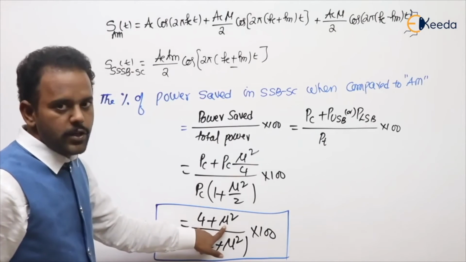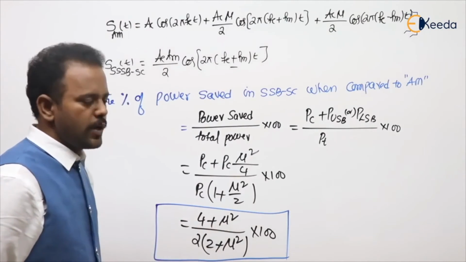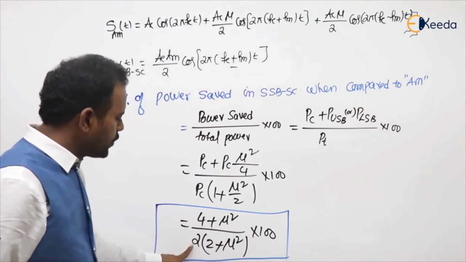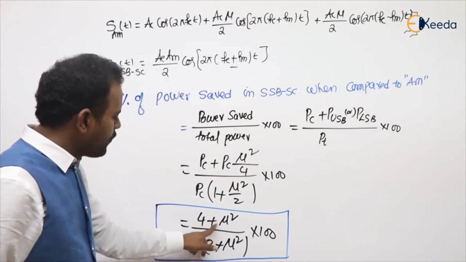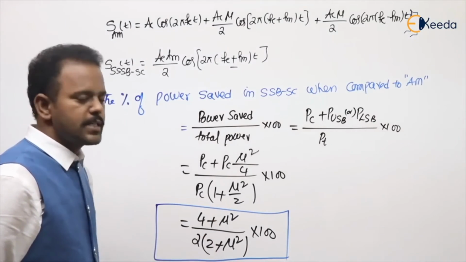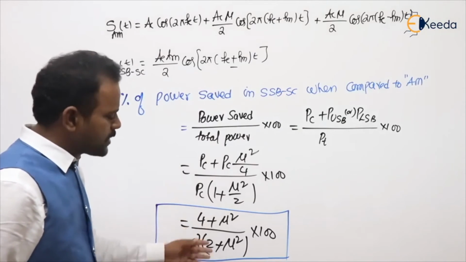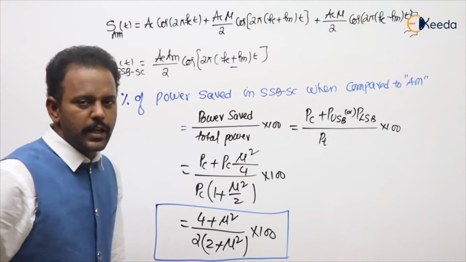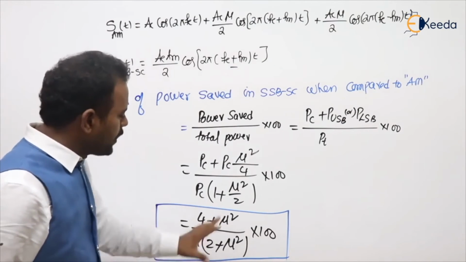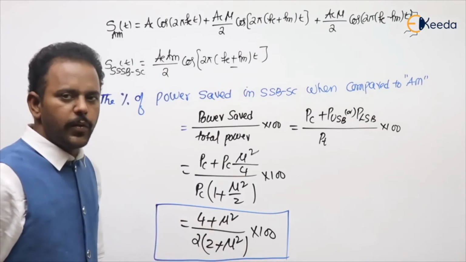for 100% modulation: 4 plus 1 square, by 2 into 2 plus 1 square. 4 plus 1 is 5, 2 plus 1 is 3, and anyhow 2 is there, so 5 by 2 into 3, which is 6, so 5 by 6. Are you understanding my point? So 5 by 6 means approximately 83% you will get. That is for mu equal to 1. But they will give you different values of mu, so remember that and substitute there, you will get it.